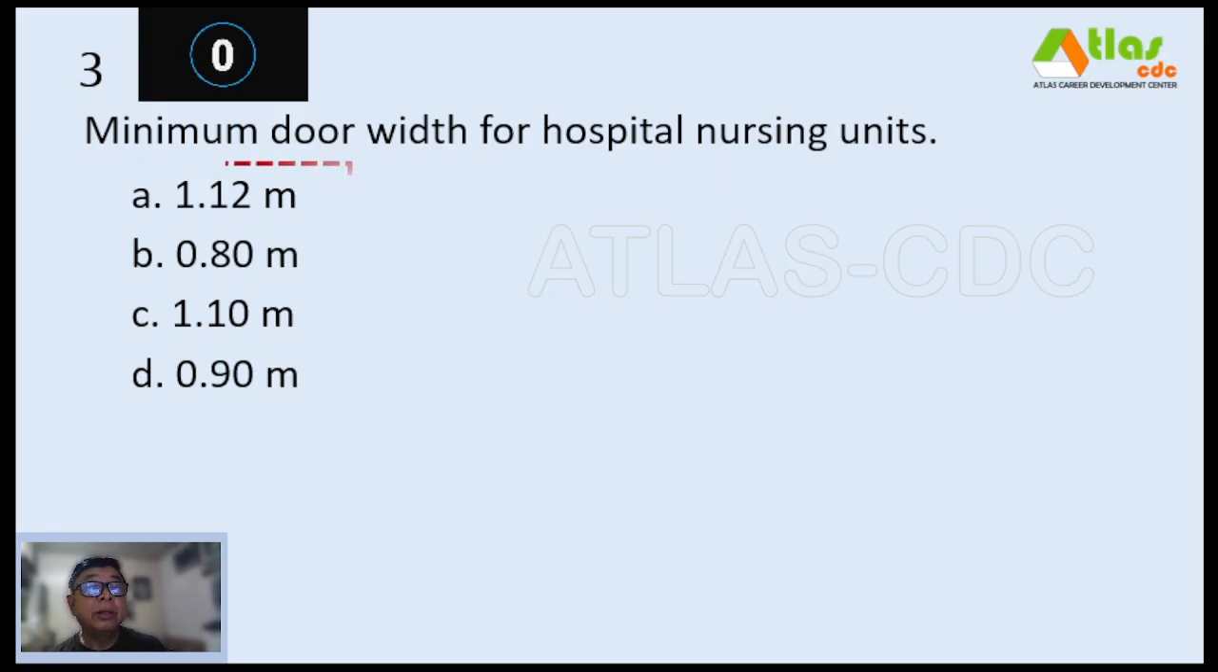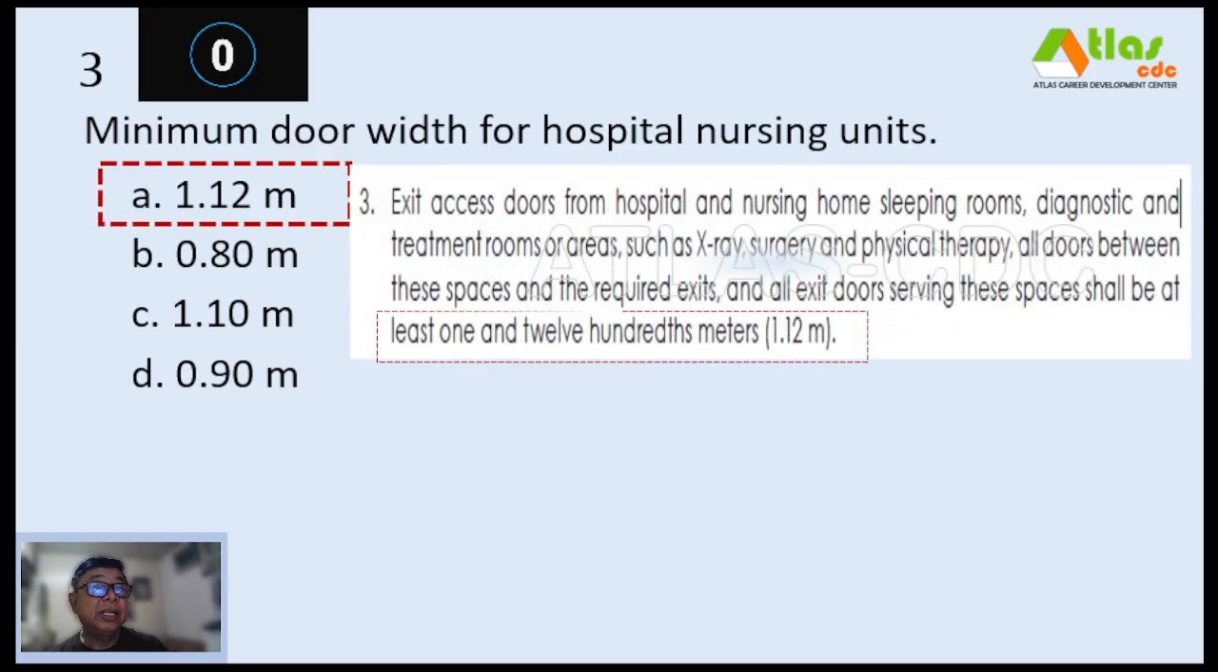And our correct answer is letter A, 1.12 meters. So this is according to the Fire Code, RA 9514: exit access doors from hospital and nursing home sleeping rooms, diagnostic and treatment rooms or areas such as x-ray, surgery, and physical therapy. All doors between these spaces and the required exits, and all exit doors serving these spaces shall be at least 1,120 millimeters or 1.12 meters.